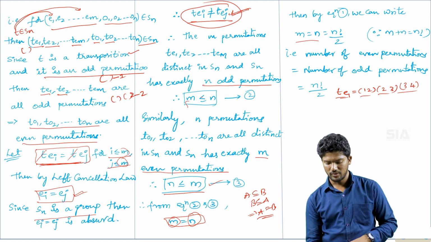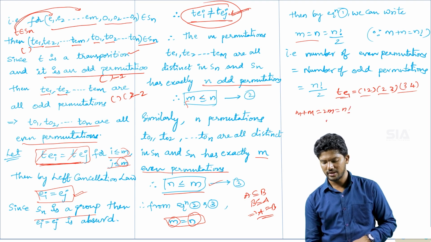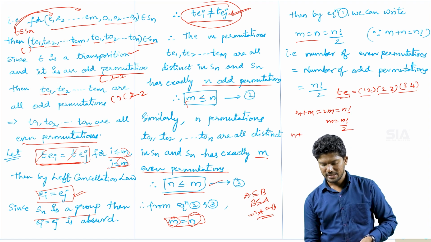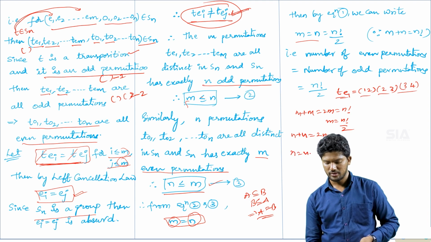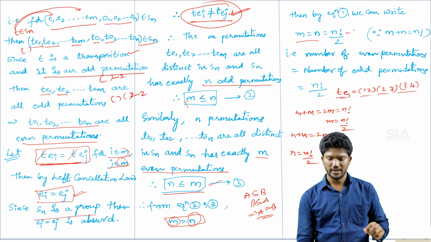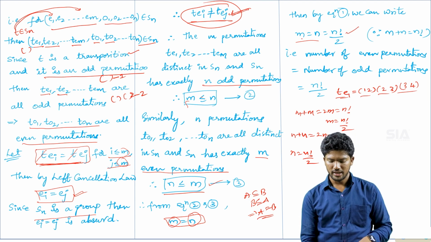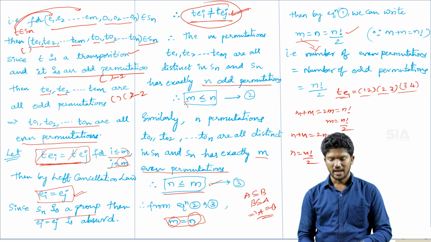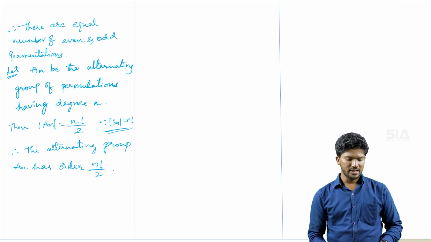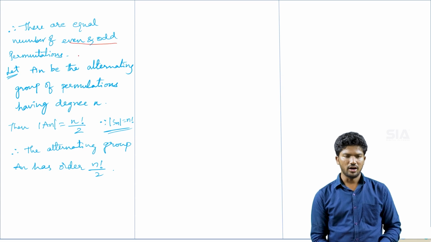If you write m is equal to n, then m plus m is equal to 2m, that 2m is equal to n factorial, then m is equal to n factorial by 2. Or else if you take n is equal to m, n plus n is equal to 2n, 2n is equal to n factorial, so therefore n is equal to n factorial by 2. In this format, you can write m is equal to n is equal to n factorial by 2, where m represents the total number of even permutations and n represents the total number of odd permutations. So clearly we can say that there are an equal number of even and odd permutations.